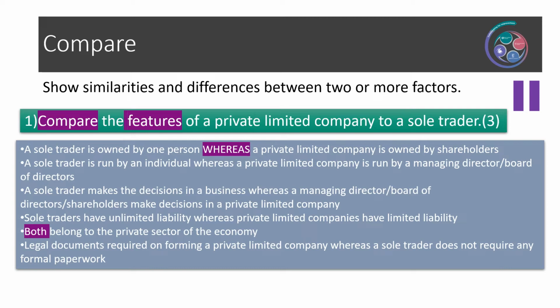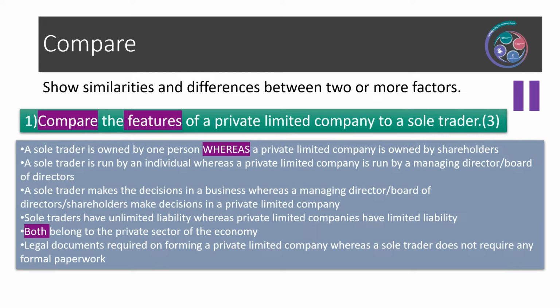A sole trader is run by an individual, whereas a private limited company is run by a managing director or a board of directors. So again, if you were wanting to use a highlighter, and feel free to use a highlighter on your paper or underline the keywords, and that just keeps you on track that you have got to have two parts. A sole trader makes the decisions in a business, whereas a managing director, board of directors, shareholders make decisions in a private limited company.